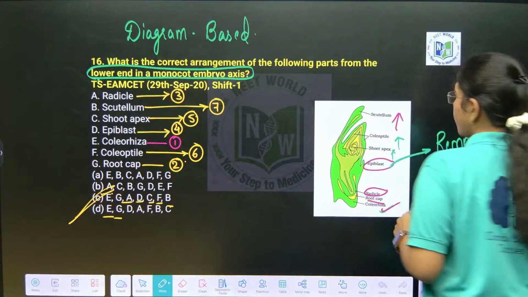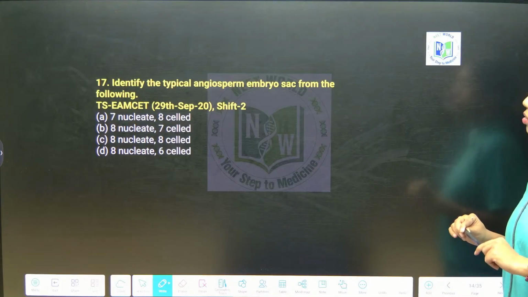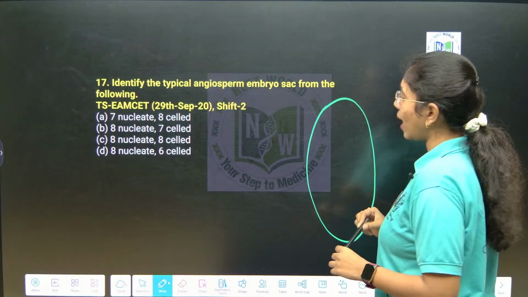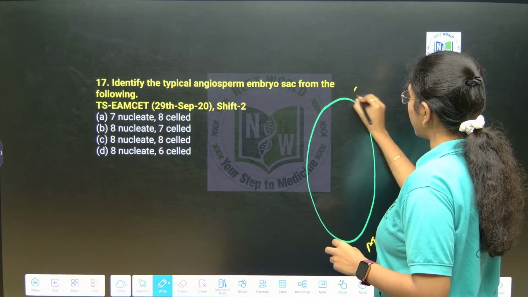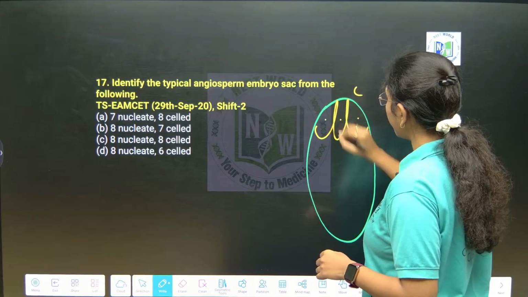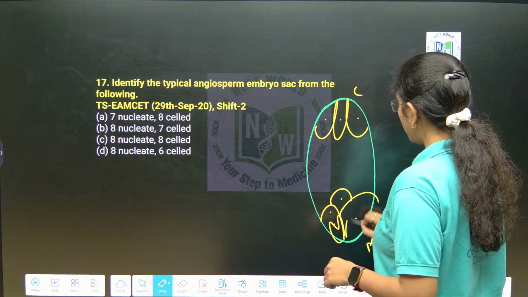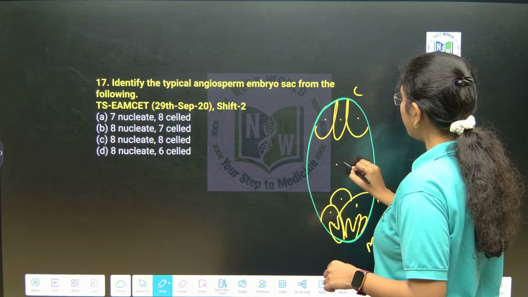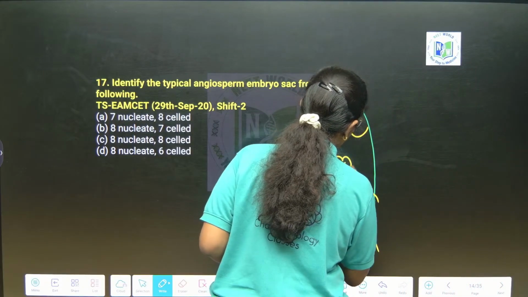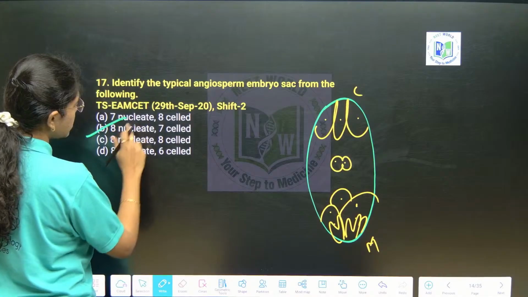Next, this one. Identify a typical angiospermic embryo sac from the following. Of course, we know the angiospermic embryo sac will have both ends, micropylar end and chalazal end, and it will have how many nuclei? 8 nuclei. 3 cells at the chalazal end, 3 cells at the micropylar end, which is the egg apparatus, and 2 nuclei at the center, combinedly called as what? Polar nuclei or central cell. So, it is completely how much, ma? 8 nucleated 7 celled condition.